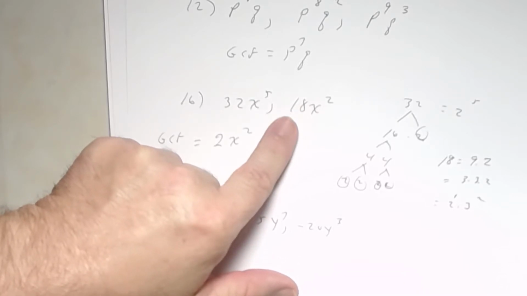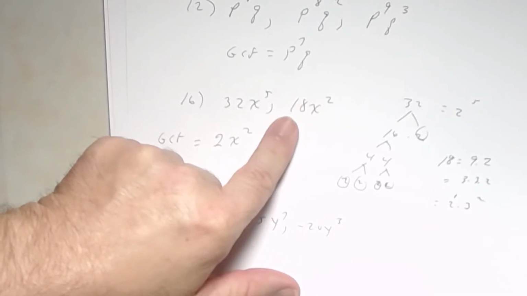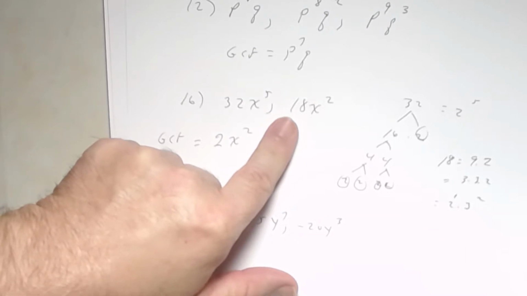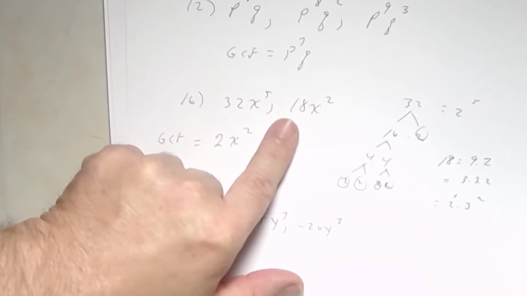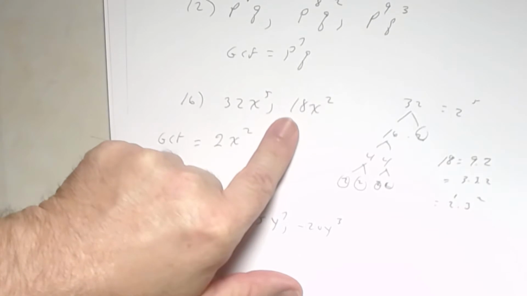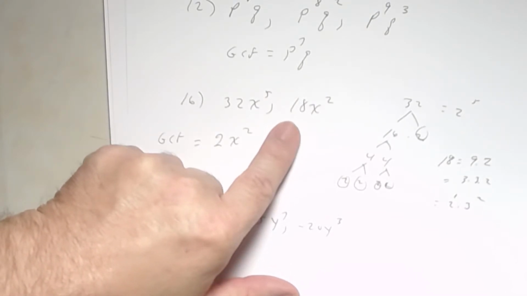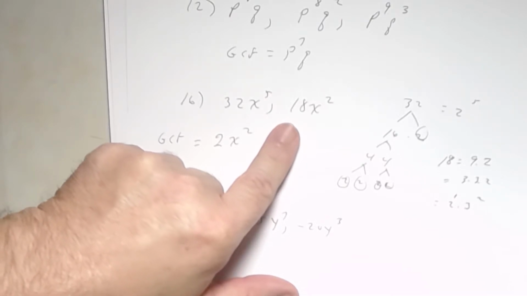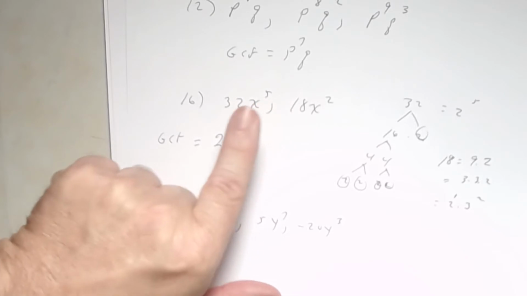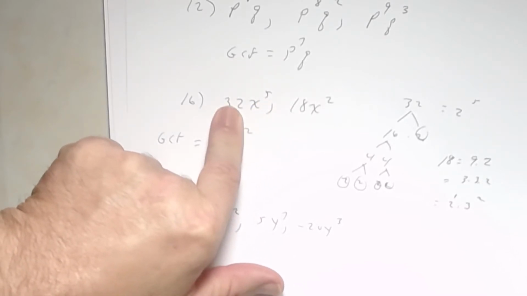And so you ask yourself, what numbers go into 18? Let's look at the largest. What's the largest number besides 18 that goes into 18? 9. Does 9 go into 32? Absolutely not. Then what's the other number that goes into 18 evenly? 6, and so on, and you eventually get down to 2. 2 goes into 18, 2 goes into 32, so the GCF has to be 2.